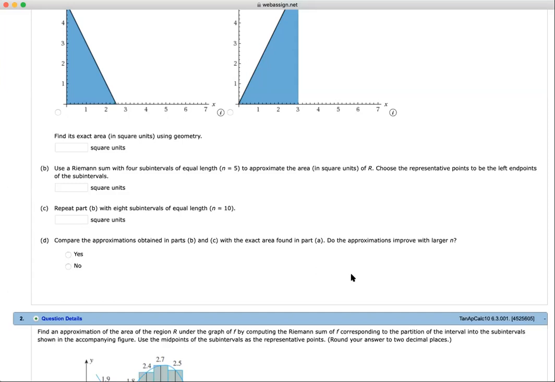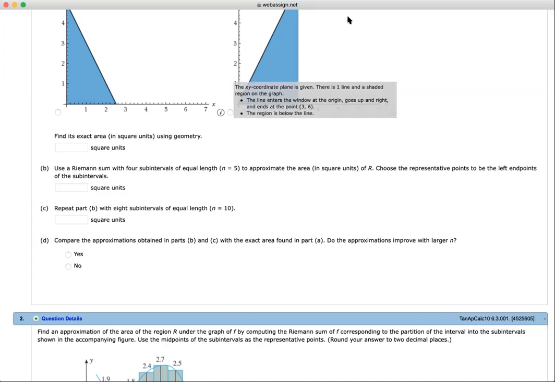And what else do they want? Choose representative points to be the left endpoints. All right, that should probably fill up our whiteboard. So I'm going to switch back over to the camera. Stop the sharing.